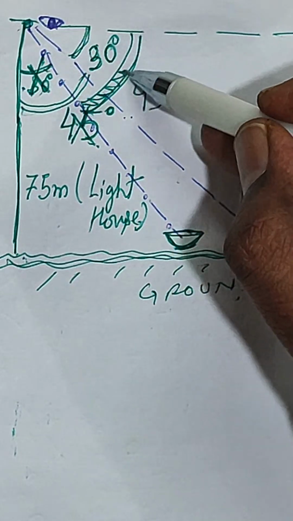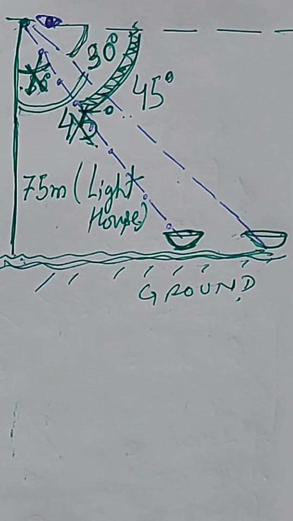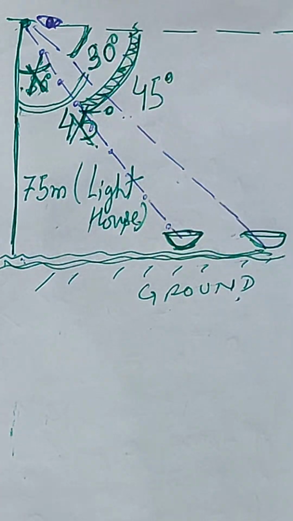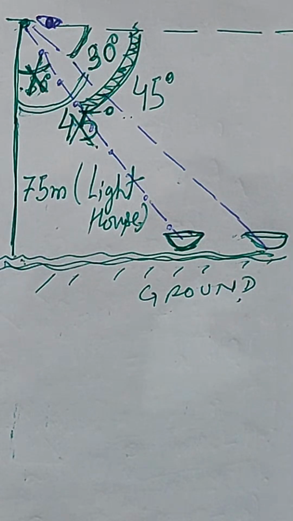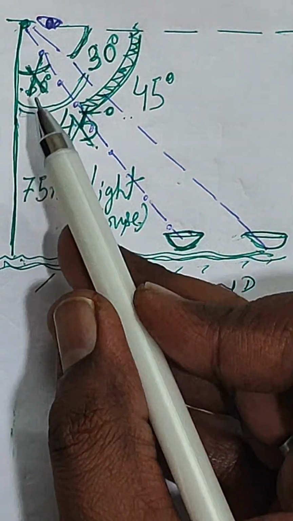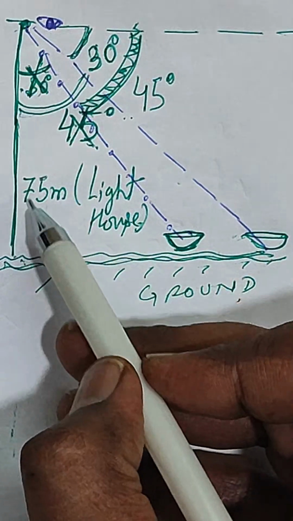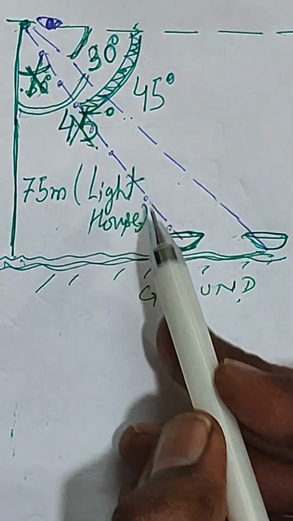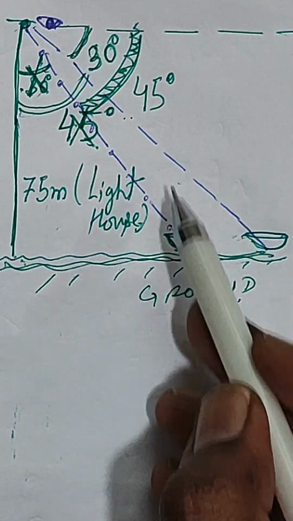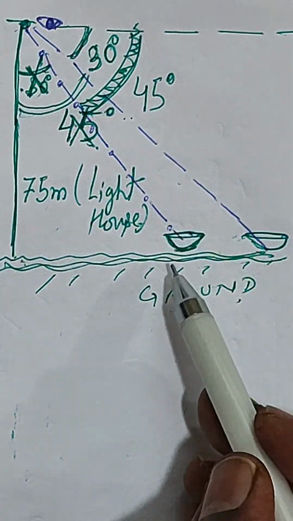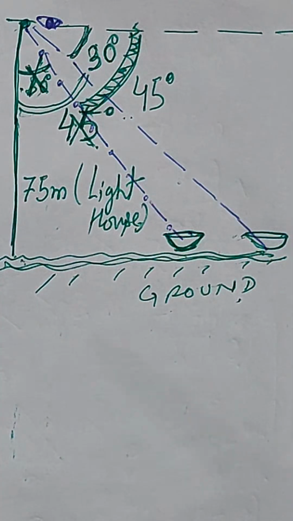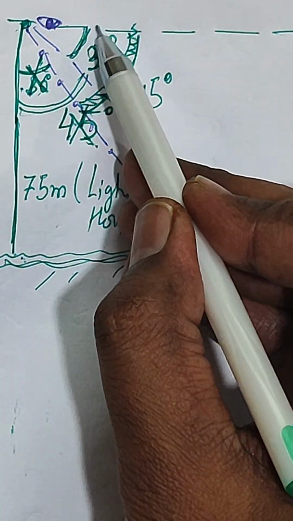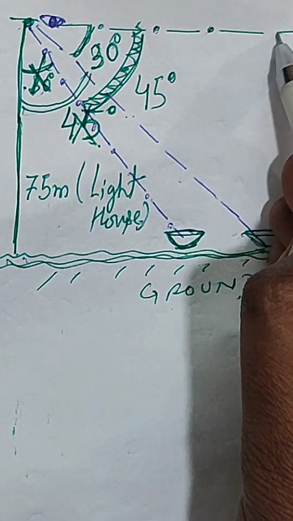Okay, this is the 45-degree angle, right? And this is the 30-degree angle. Now it's given that as observed from the top of the lighthouse, the angle of depression of the two ships are 30 degree and 45 degree. You can see these two ships and the angle of depression, right? You know the line concept, lines and angles. I have a separate playlist also. You already learned it, I'm assuming.